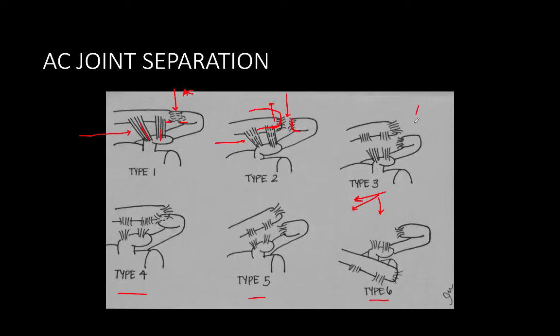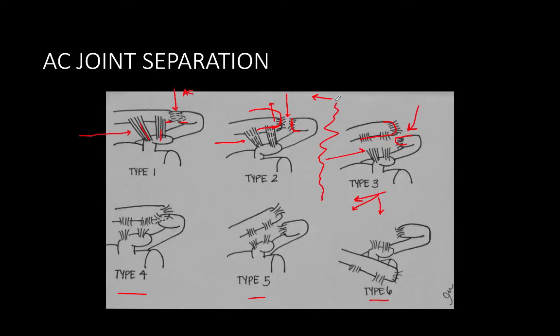Type 3 injuries, both the AC and coracoclavicular ligaments are completely torn. The clavicle completely elevates relative to the acromion, does not align at all, and this is indicative of a grade 3 injury.